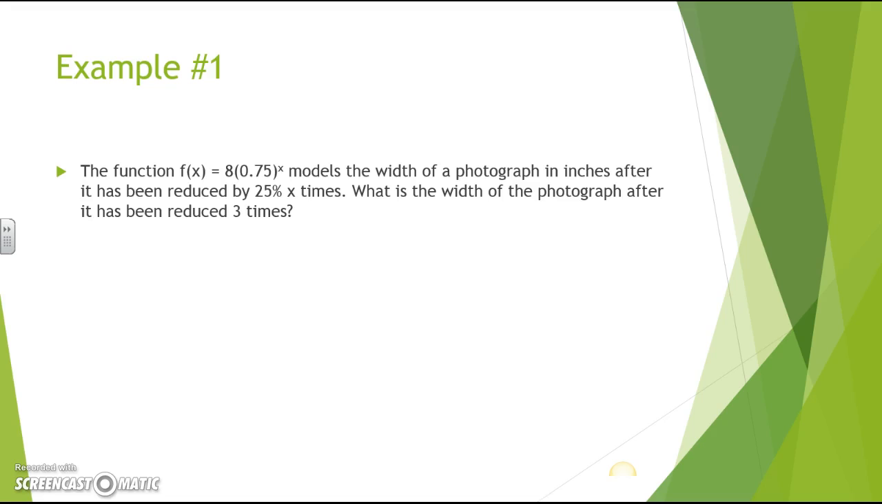So let's just get started with some examples right away here. It says the function f of x equals 8 times 0.75 raised to the x power. This models the width of a photograph in inches after it's been reduced by 25% x times. What is the width of the photograph after it's been reduced 3 times? Well, they give you your function, 8 times 0.75 raised to the x power, and it's reduced 3 times. So what you're going to do is substitute 3 in for x.